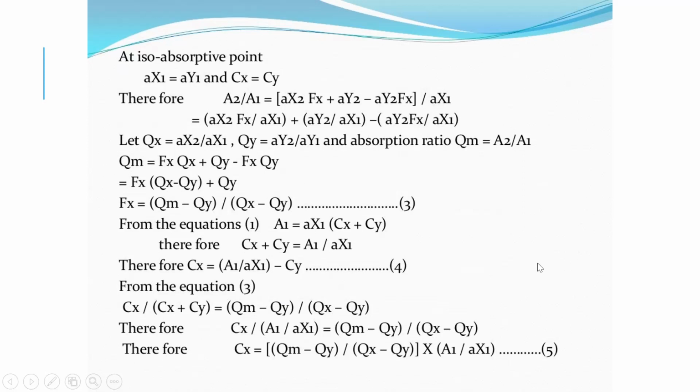And Qx and Qy. Qx is Ax2 by Ax1. Qy is Ay2 by Ay1. These terms are the absorptivity of the drug Y at wavelength 1, Ay1, and Ay2 is the absorptivity of the drug Y at the second wavelength. So you have to calculate Qx, Qy and Qm, and then Cx can be calculated.